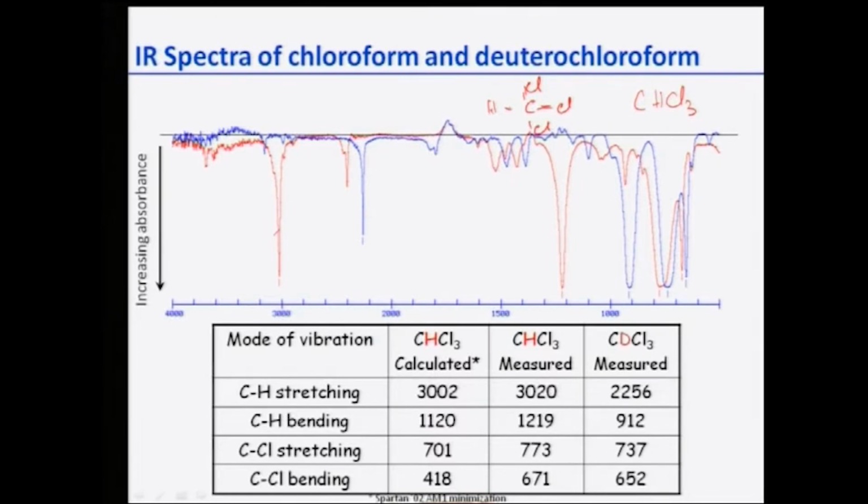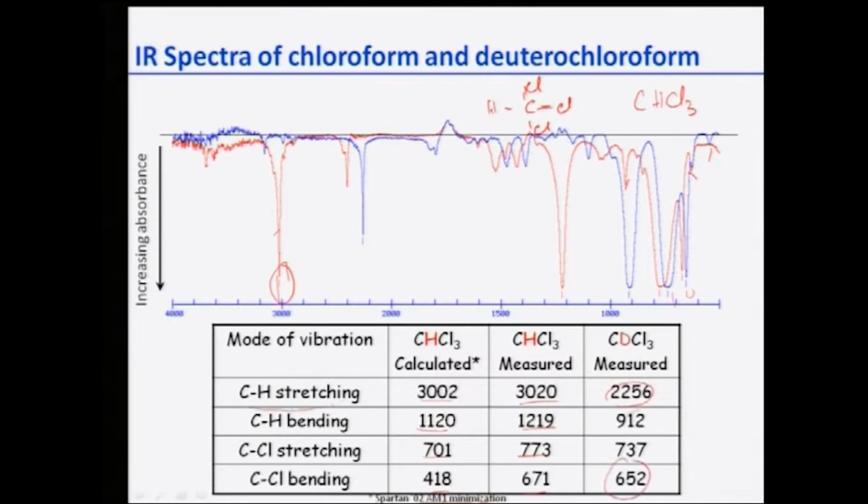CH stretching for chloroform comes around 3002, this part, and CH bending comes around 1120, so that is this, and CCl stretching comes around 700, and CCl bending comes at 418, somewhere here, sorry, here it can be detected. These are the measured values, these are normally detected. Similarly for CDCl3, that is deuterochloroform, these are the values, and we detect all of them.